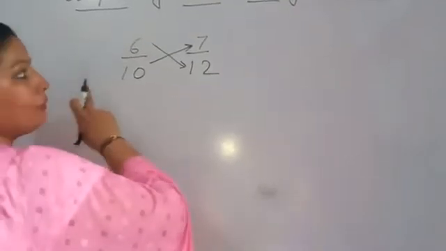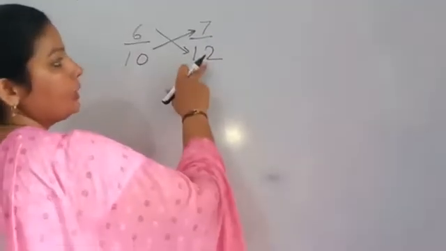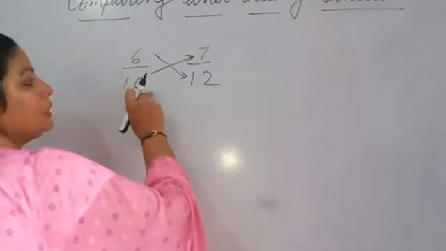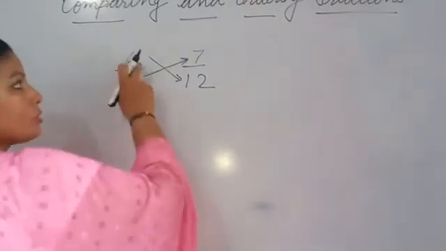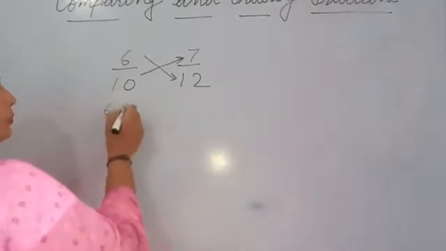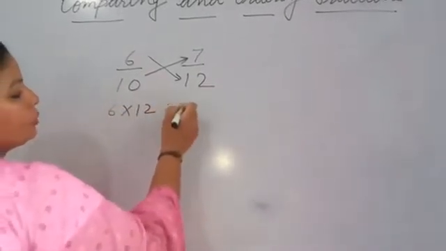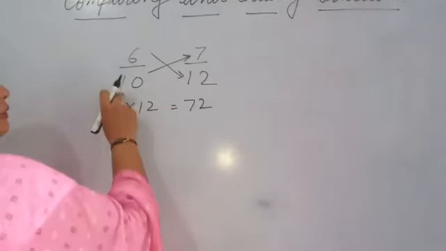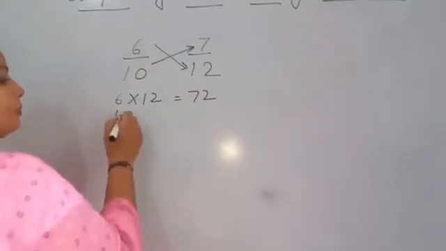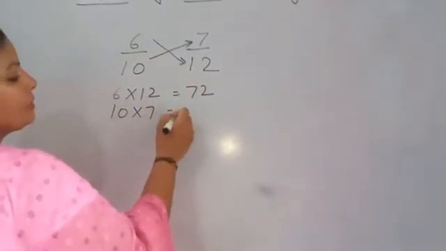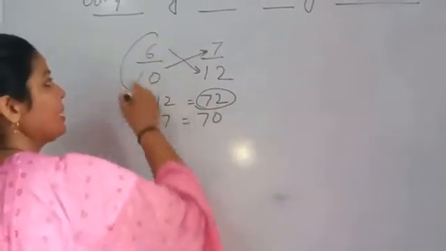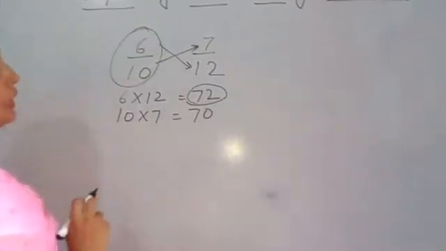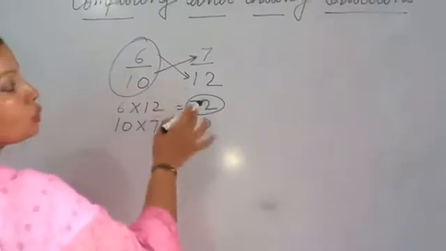How do we do cross multiplication? First numerator and second denominator, then first denominator and second numerator, we multiply. So 6 multiplied by 12 equals 72. Now 10 multiplied by 7 equals 70. Now which is big? 72 is big. That means the first fraction is big. So we can compare by cross multiplication.